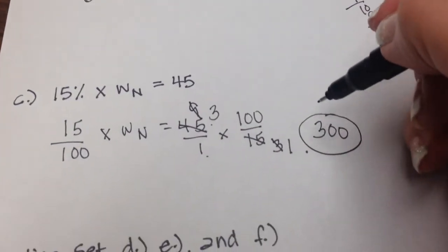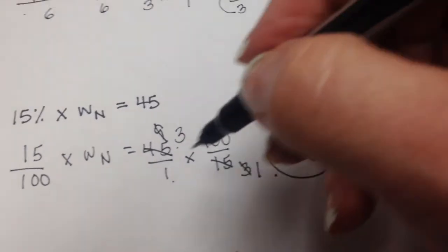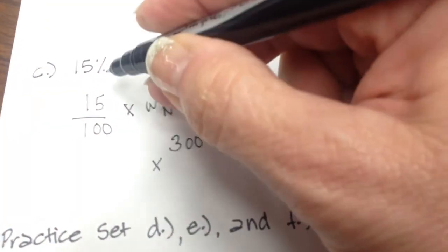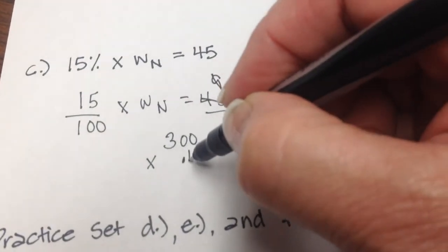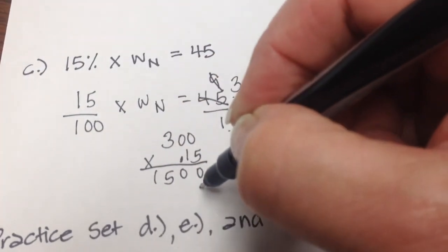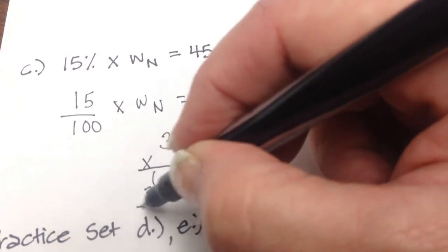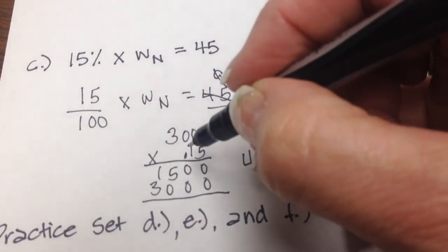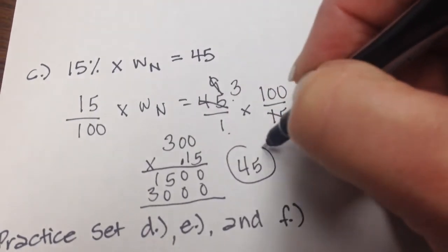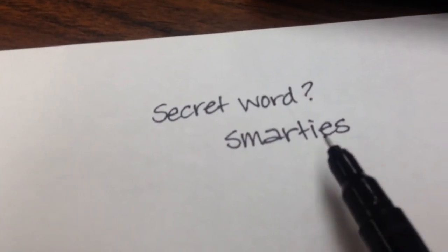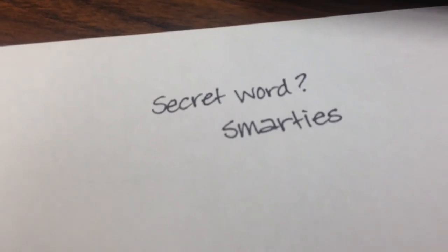Let's say I don't believe that. So I can double check it. 300 times 15%, which would be 0.15. Oh, look at that. It's 45 because I have 2 decimal places. We are so smart. Oh, look. Secret word, Smarties, because we are so smart.